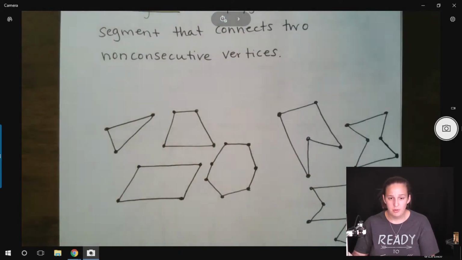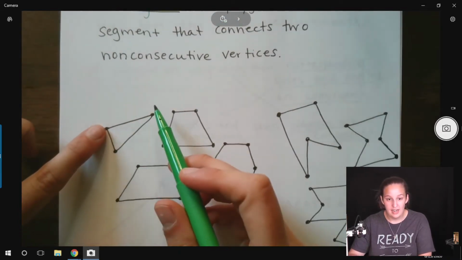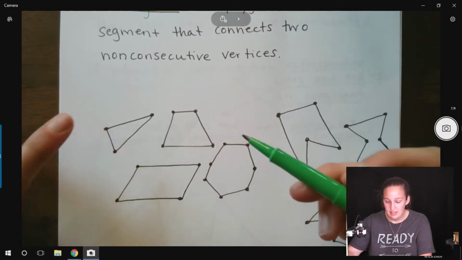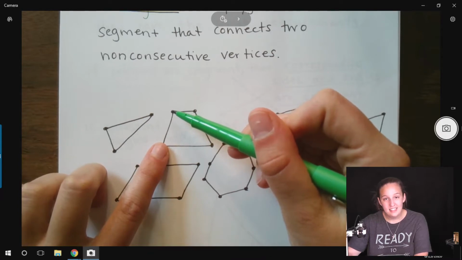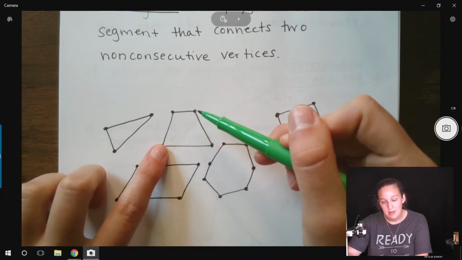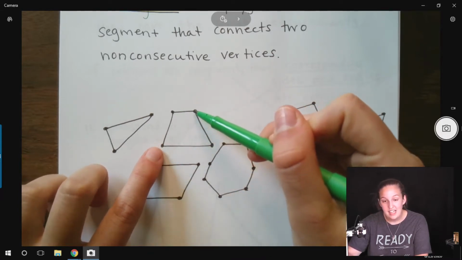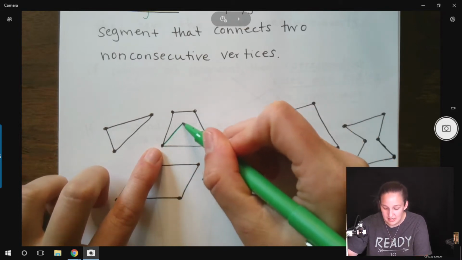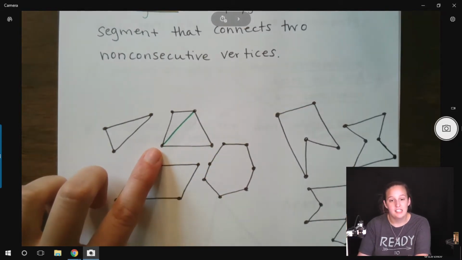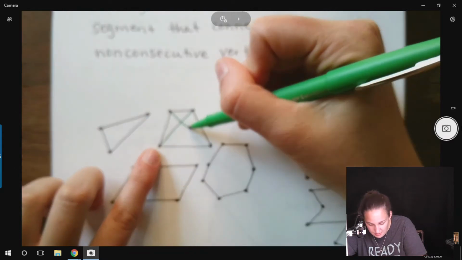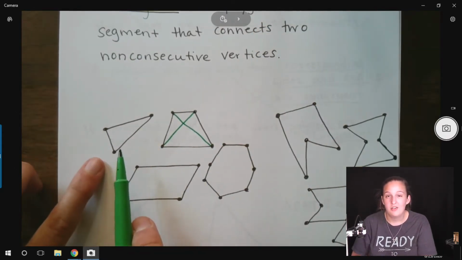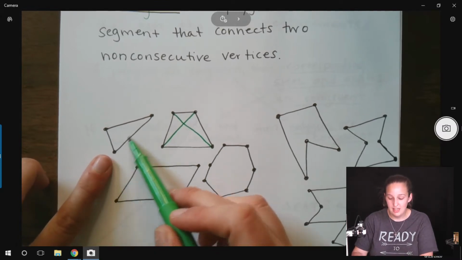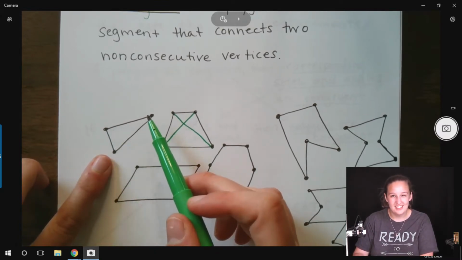Remember, consecutive vertices are the ones right next to each other, right? Non-consecutive, so these are two consecutive. Non-consecutive vertices would then be ones that are not next to each other. So this is an example of a non-consecutive vertex. This is also an example of a non-consecutive vertex. Triangles actually don't have non-consecutive vertices because there's a line both directions, right?